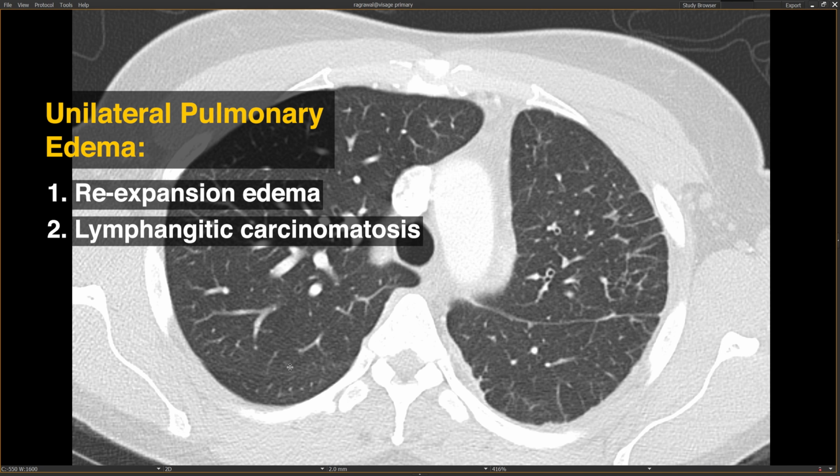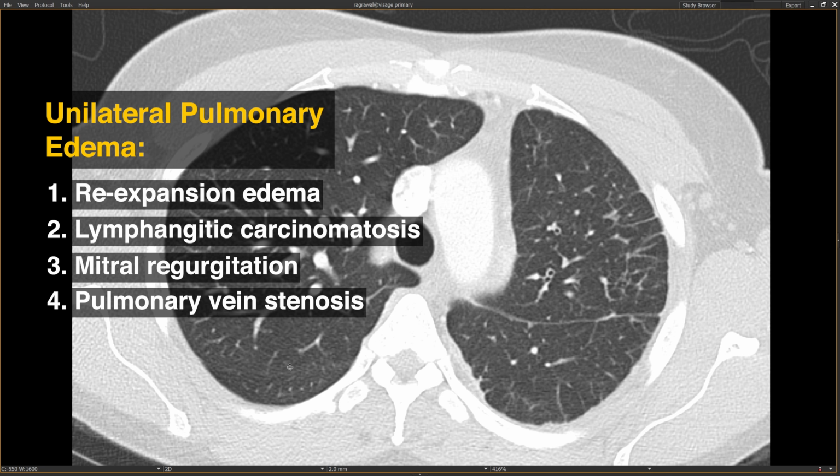A third cause is mitral regurgitation. So when you have mitral regurgitation, that regurgitant jet of blood can be directed selectively into one of the pulmonary veins, causing unilateral or focal pulmonary edema. And the classic example is in the right upper lobe, and you'll frequently see that on tests. And then finally, pulmonary vein stenosis can cause unilateral pulmonary edema. You can have pulmonary vein stenosis from external compression from a mass or lymph nodes, and you can have it from internal stenosis, like in a patient who's had pulmonary vein isolation for atrial fibrillation.